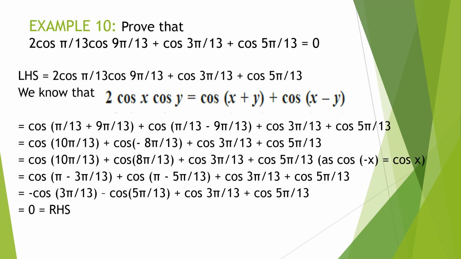Now since you have cos of pi minus 3 pi by 13, we know whenever it is pi, the function will not change. But cos will remain cos. But pi minus 3 pi by 13 means in the second quadrant. In the second quadrant cos is negative. So cos of pi minus 3 pi by 13 is minus of cos of 3 pi by 13. And similarly cos of pi minus 5 pi by 13 is minus cos 5 pi by 13. Hence the terms will get cancelled and we get the right hand side as 0.